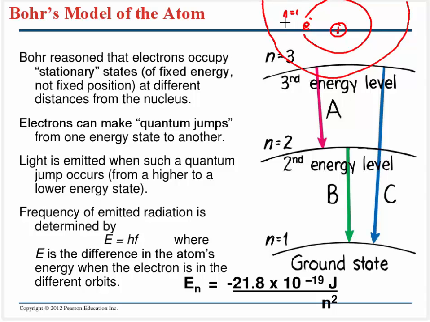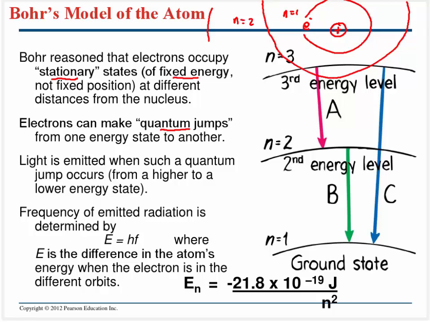and he said that this is going to be the ground state, n is equal to 1, and then this one over here is going to be n equal to 2, and then so on and so forth, n is equal to 3. And so these electrons occupy these stationary states that are of fixed energy, not fixed position, away from the nucleus. And electrons can make jumps between one energy state and another, and when they do, they're going to emit this thing called a photon, or light. And how much energy they jump is going to be related to the frequency.